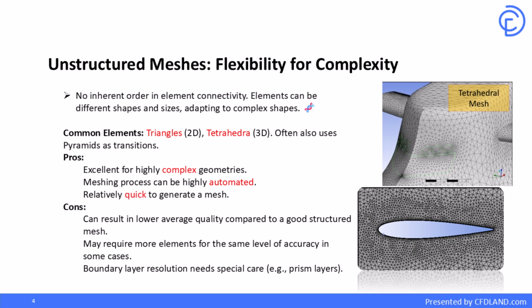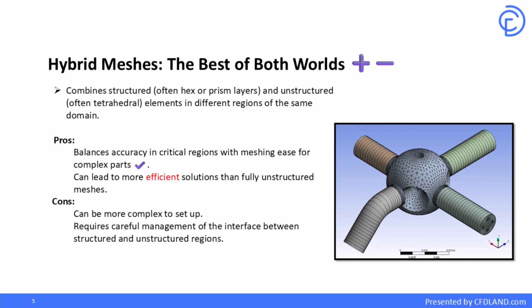You often need to add specific layers of elements near walls, like prism layers, to capture the physics correctly. So, unstructured meshes offer amazing flexibility, especially when time and complexity are big factors. Okay, we've seen structured, nice and orderly. We've seen unstructured, super flexible. But what if you want the advantages of both? Well, say hello to hybrid meshes, the best of both worlds.